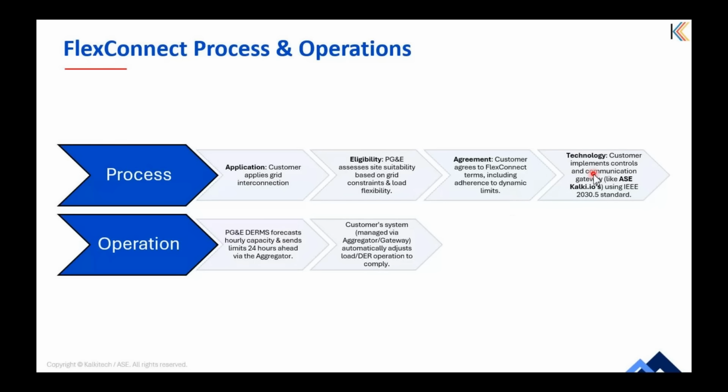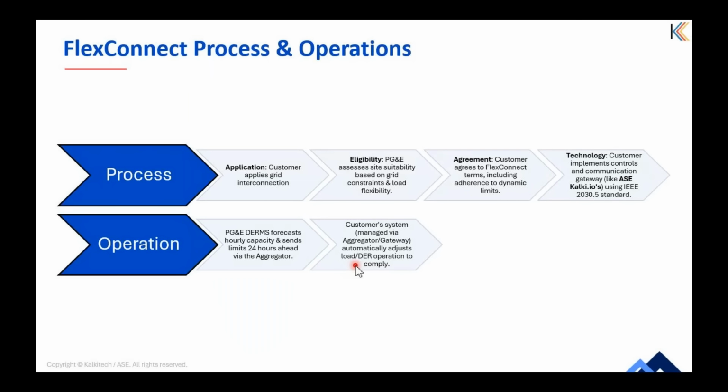And the final step is the setup process, where we partner with technology providers like ASC. The customer implements the necessary on-site controls, installs communication gateways and aggregators, and establishes communication with PG&E through the aggregator. Once the end-to-end testing and communication setup is ready, the system moves to the operation stage.